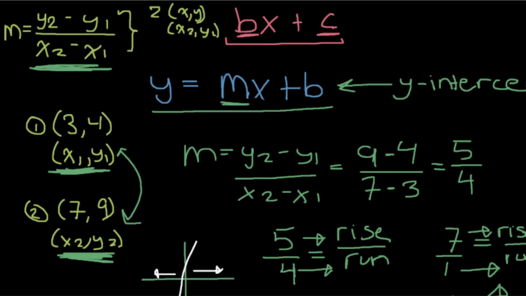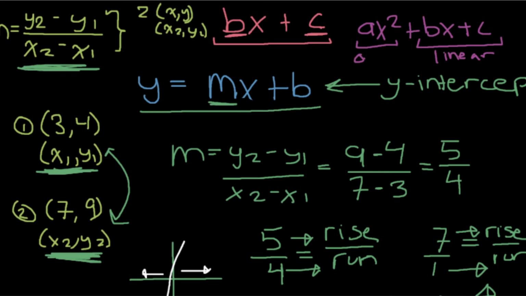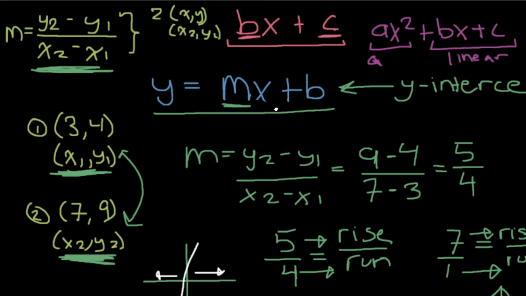Alright, that was some background information on mx plus b, which is the linear term. Anytime you are dealing with a quadratic, which is ax squared plus bx plus c, this makes it a quadratic, and if bx plus c is alone, this makes it a linear. This is a linear term, and this is a quadratic term. I'm just going to put a Q for quadratic. Alright, that was some background information on linear terms.